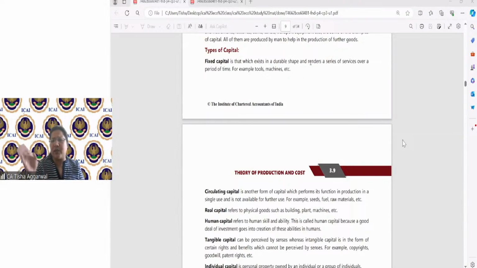But when I talk about bread, for example, I'm just giving you an example to understand what is fixed and fluctuating. When I talk about bread, bread is something which is consumed. The moment it is consumed, it's gone. Okay. So first thing that you need to understand is the fixed capital.